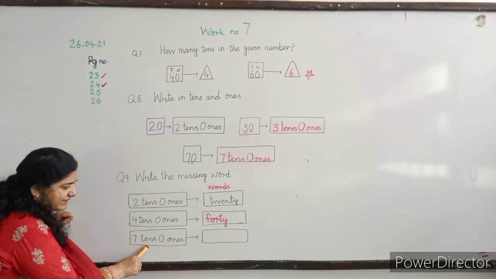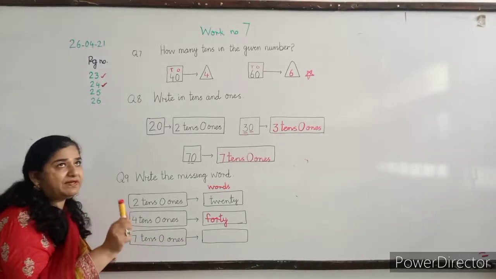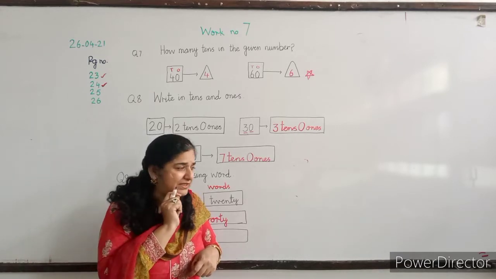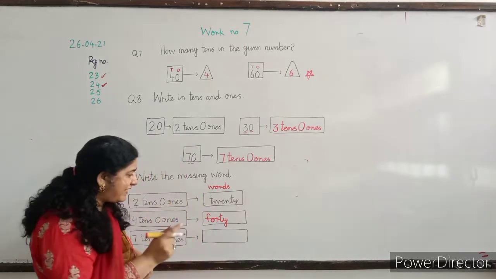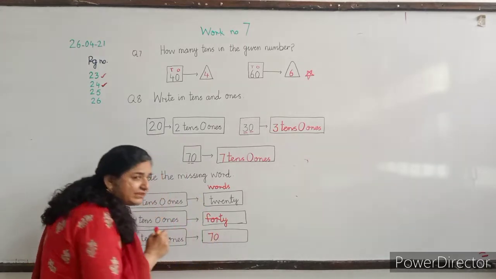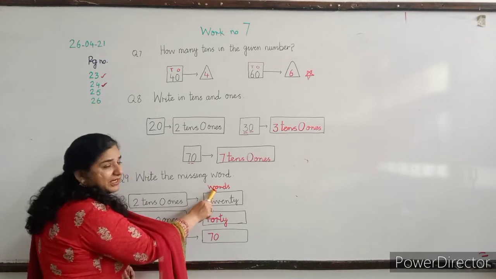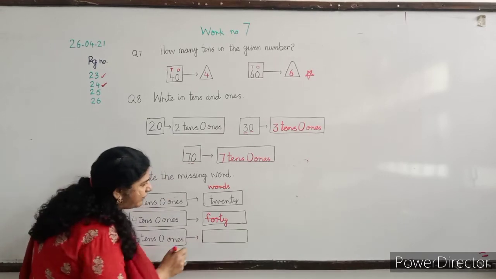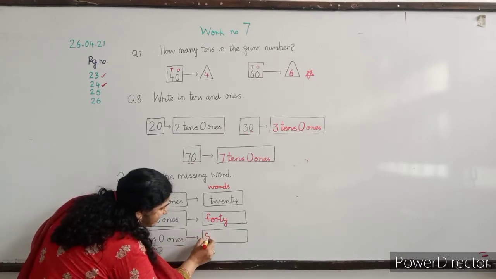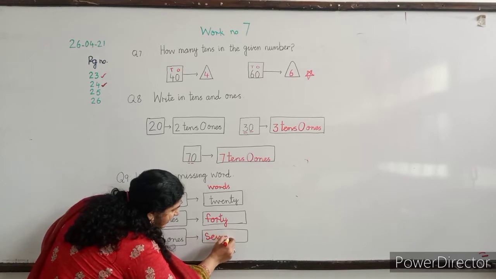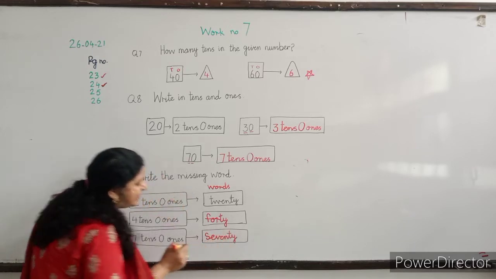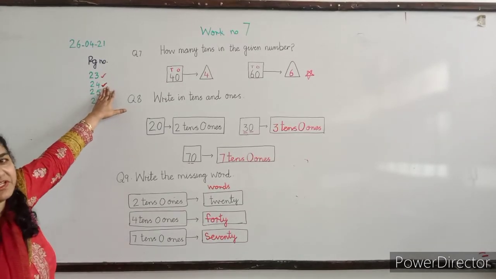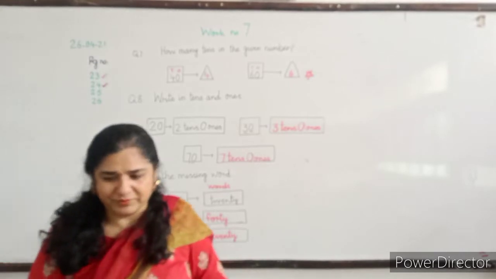Next, 7 tens, 0 ones. Now is 7 tens and 0 ones 80? No. Then 70. Should we write it like this? We will write it in numbers, 70. SEVENTY, 70. Right, children? Very good. So, in this way you will do page number 24.